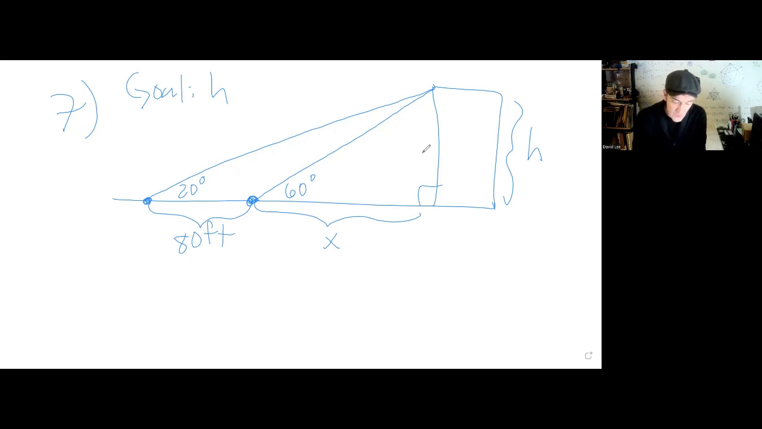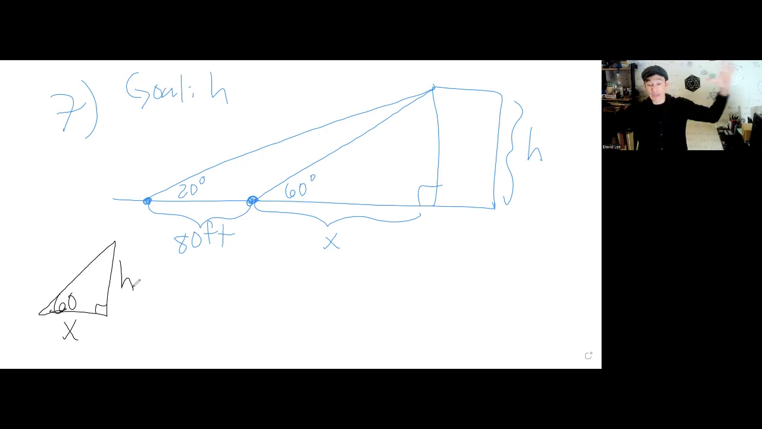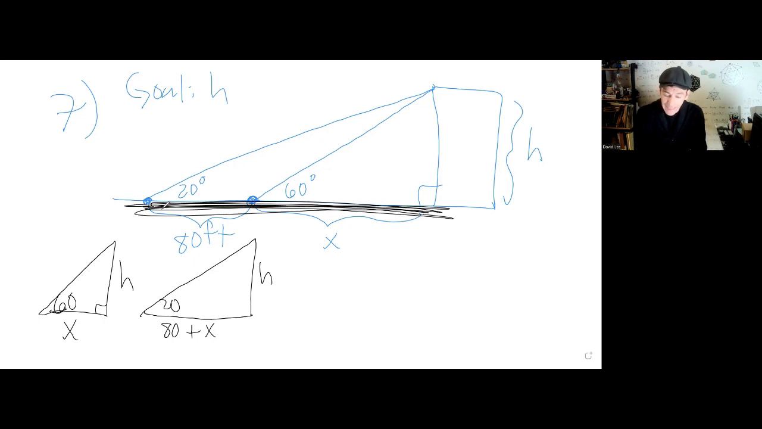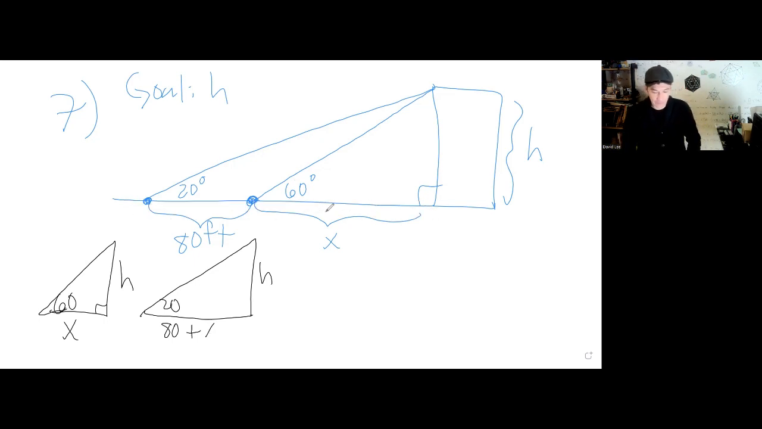So one of them, the smaller guy, would look like this, where this is 60, this is X, 90, and this is H, right? And then the bigger triangle would look like this, where this is 20, this is H, and watch, this is going to be 80 plus X, the whole bottom part, because you're going to go all of this. And that is 80 plus X. Your right triangle is right there.